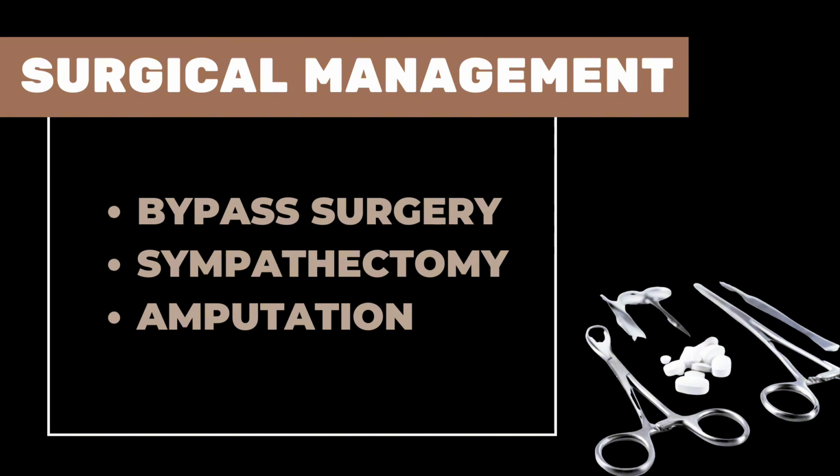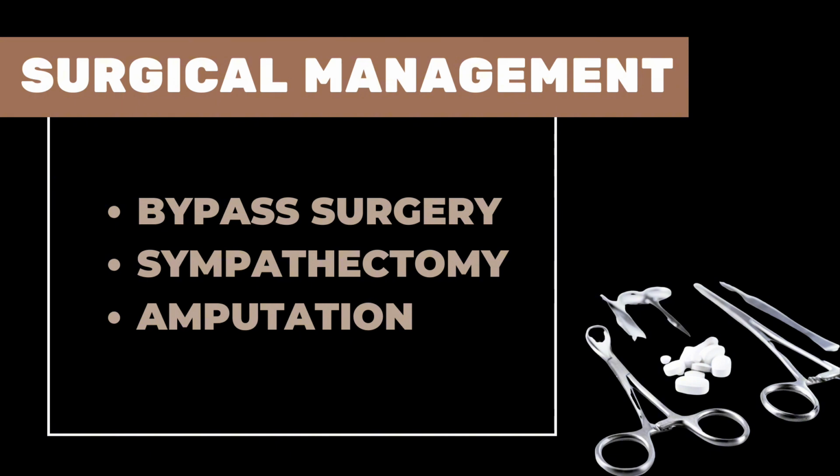Next is sympathectomy. In the case of thromboangitis obliterans or Buerger's disease, sympathectomy might be considered as a treatment option by disrupting the sympathetic nerves, which can contribute to blood vessel constriction. Sympathectomy aims to improve blood flow to the affected areas such as hands and feet.